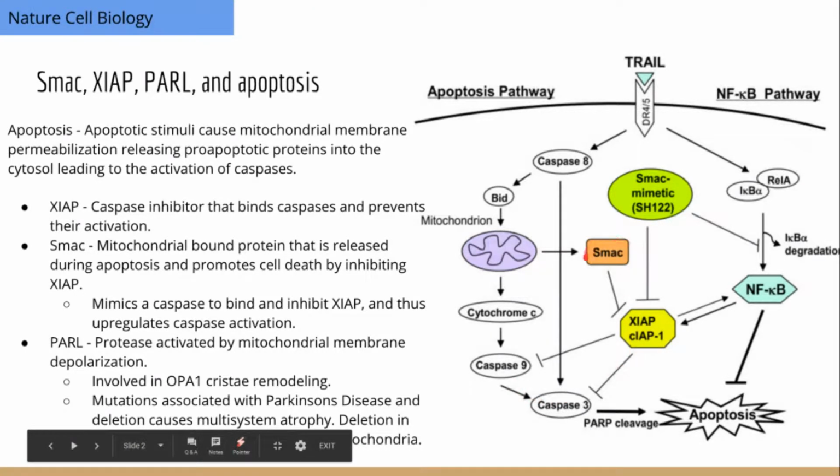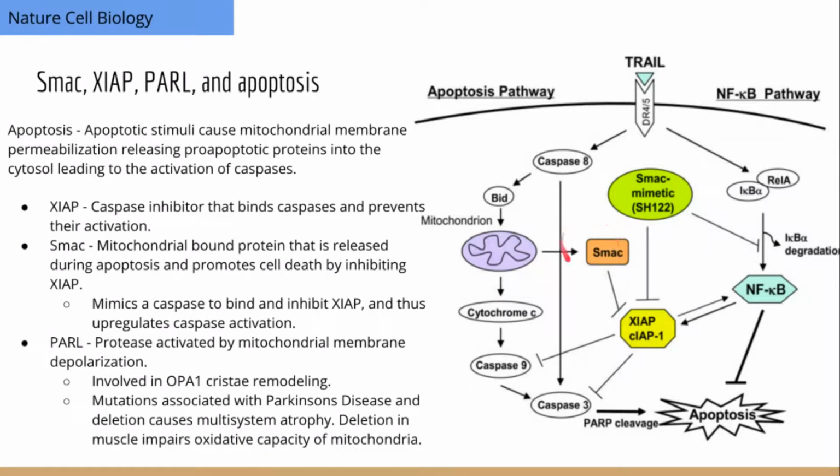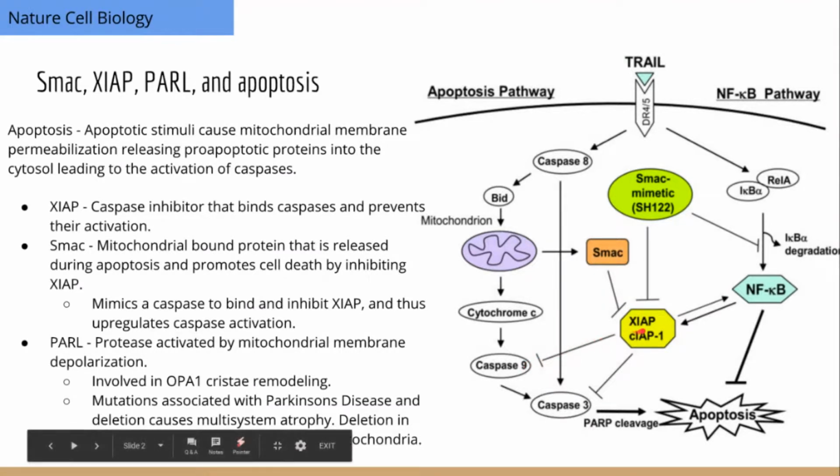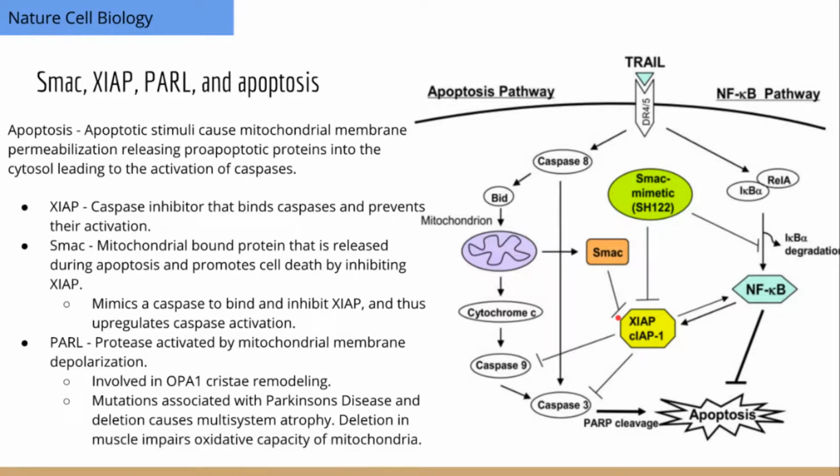Unless, and this is critical, unless Smac is also released into the cytosol. So Smac promotes apoptosis by inhibiting XIAP. And so Smac inhibits the caspase inhibitor. And so by the rules of double negatives, we can say that Smac is activating caspases indirectly, because we see Smac inhibiting the inhibitor of caspase 9 and caspase 3.